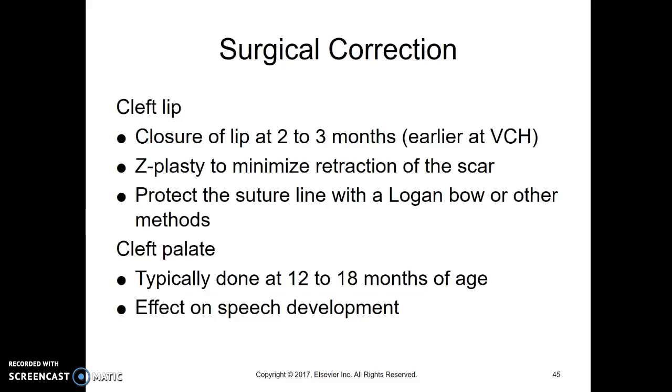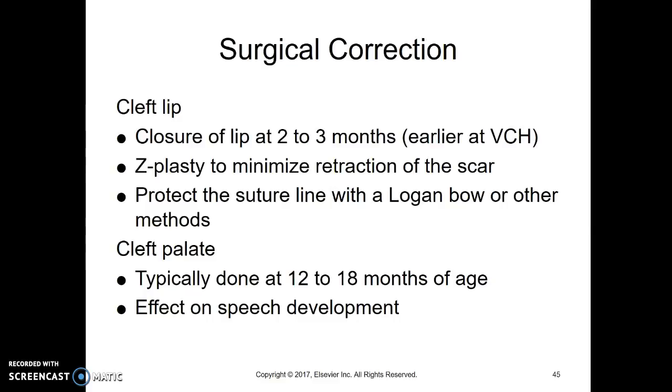So the cleft lip repair is done first. The book says 2 to 3 months of life, but at children's they do it earlier than that. They like to wait until they're 10 pounds at least, but then they like to do it as soon as they can. And they do such nice plastic surgery anymore. There's minimal scarring because they use that Z-plasty procedure.